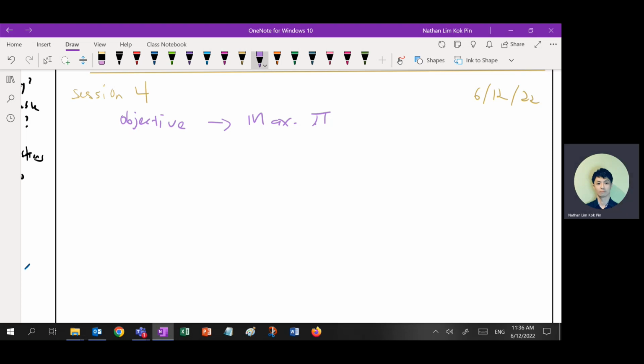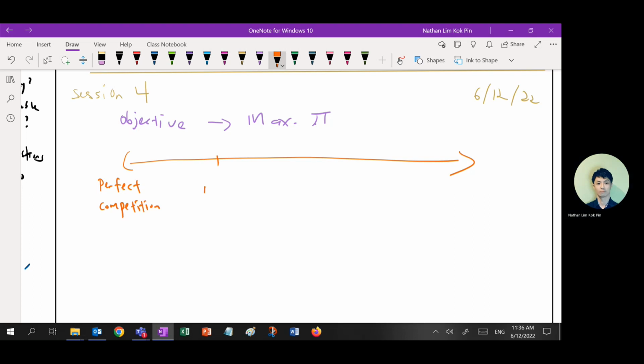The rest, they mix up the 4 market structures, because we have 4. Regardless of what market structure, it will be these 4 only, because we categorize them under these 4. Perfect competition, monopolistic, oligopoly, and monopoly.